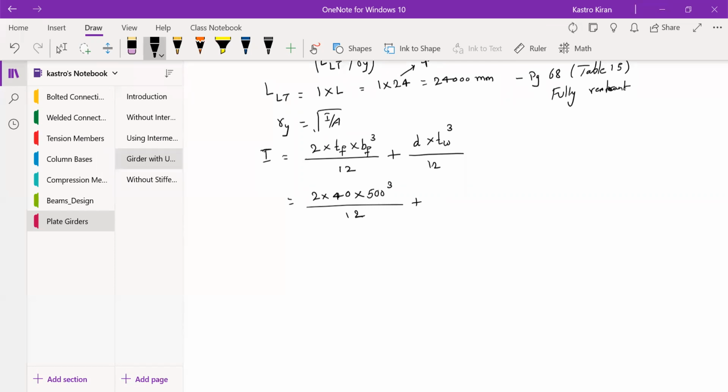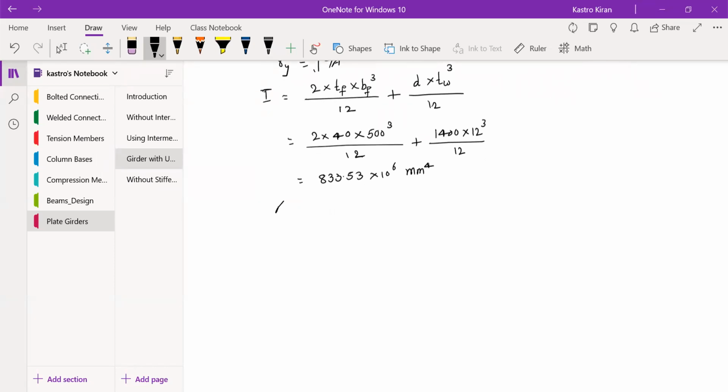plus depth of the web is 1400 and the thickness of the web is 12. So 12 cube upon 12, this will give you 833.53 into 10 power 6 mm power 4. So you have got the value of moment of inertia.